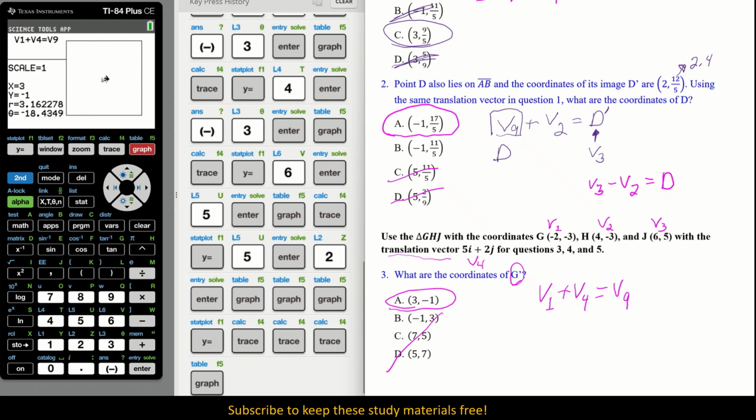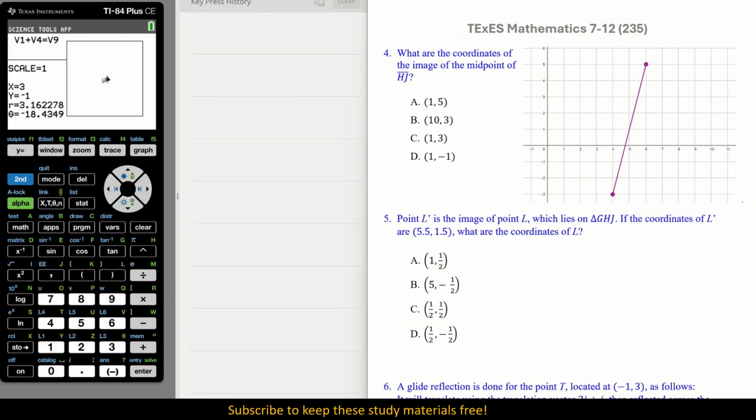Okay. All right. So let's go to number 4. Number 4. What are the coordinates of the image of the midpoint of HJ? So what we need to do first is take HJ. We need to find HJ, and then we need to divide it by 2, because obviously midpoint is divided by 2, and then apply our translation.